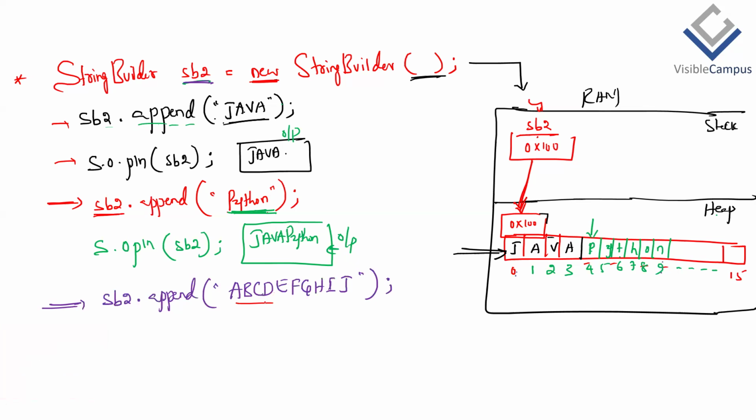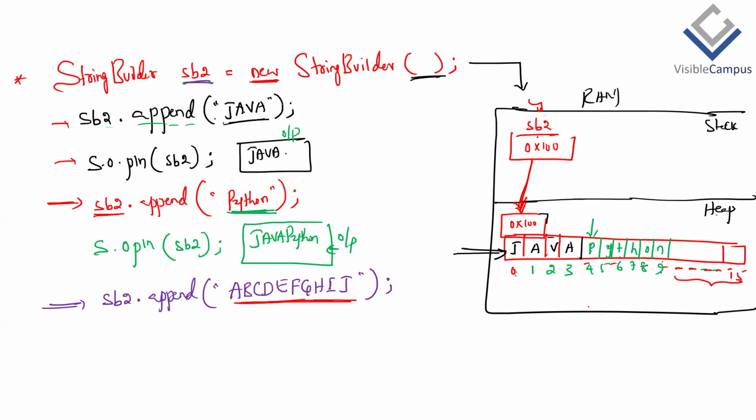Do we have enough space in the existing StringBuilder object? No, because here 6 locations are available, but we are trying to add 10 characters. Then is it possible? Not possible. Therefore, what will the JVM do? The programmer is trying to add 10 characters, but only 6 empty locations are available.